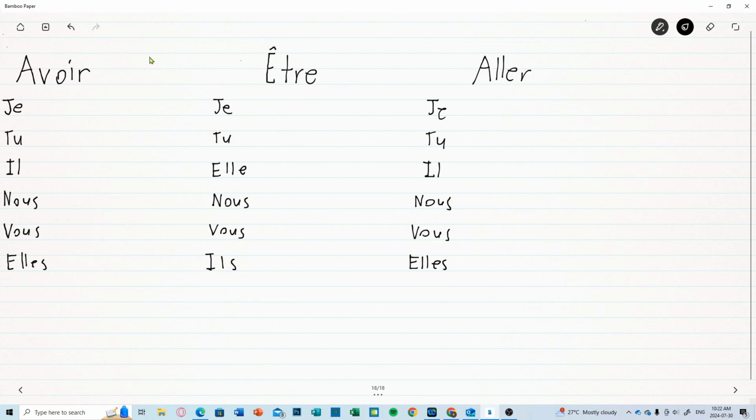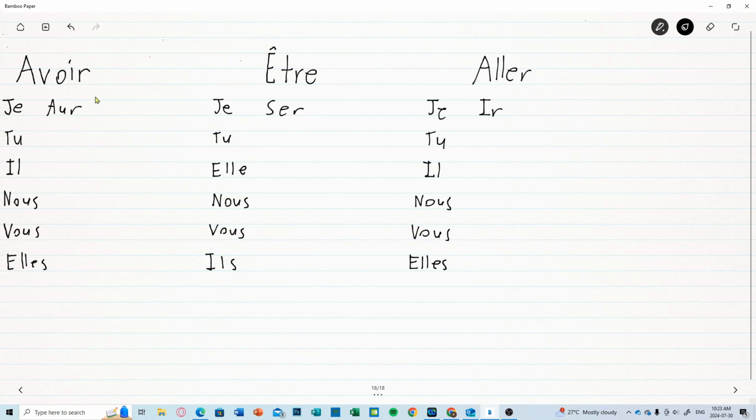Alright, now we have the examples for some of the irregular verbs. Our first one is avoir, and then we have être and aller. Now what we're going to do with this is we're going to write these out the exact same way that we wrote the future stems. It's going to be the exact same formation. For avoir, it's going to be AUR. For être, it's SER. And aller, it's going to be IR.